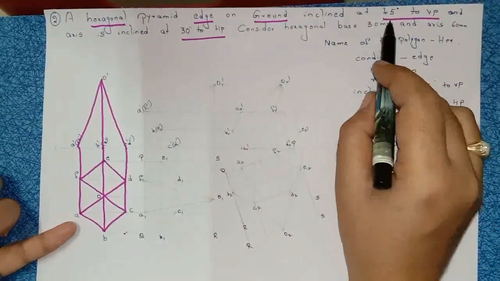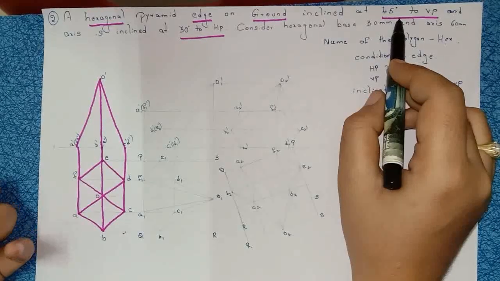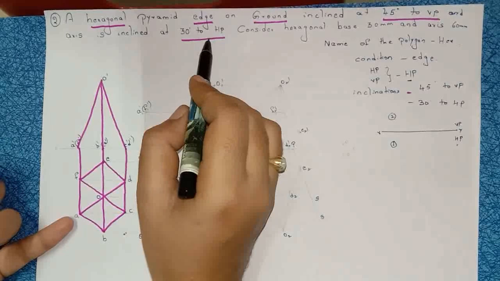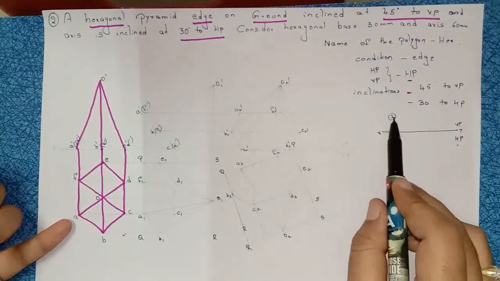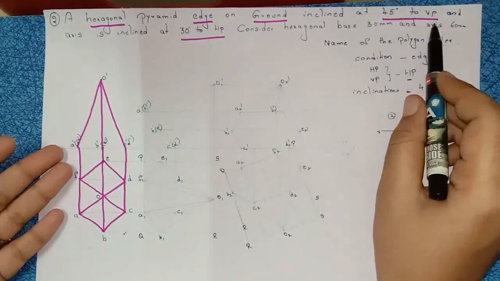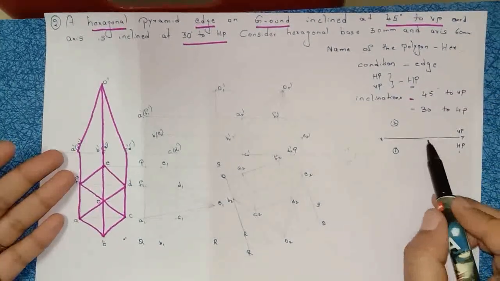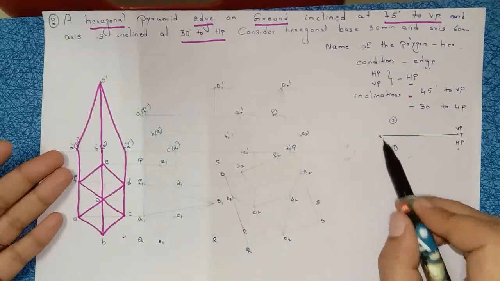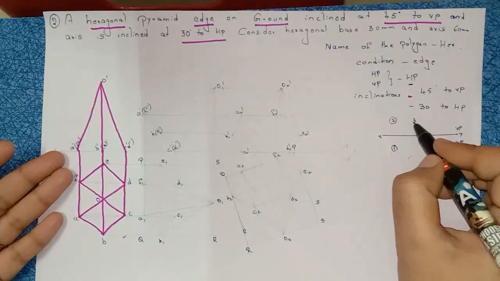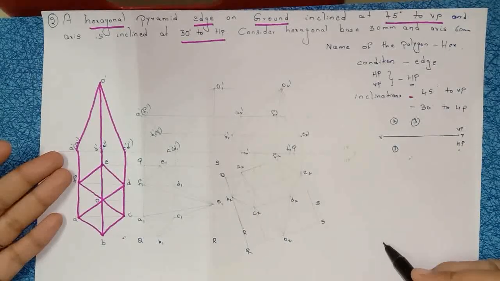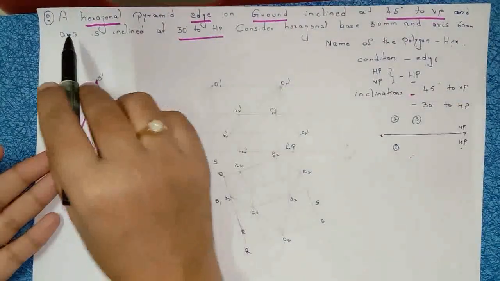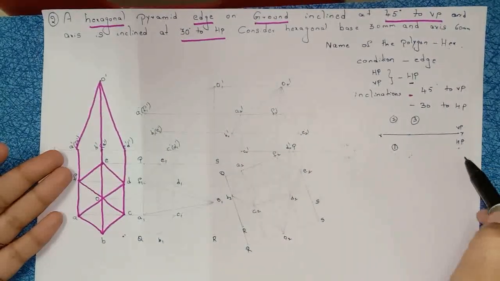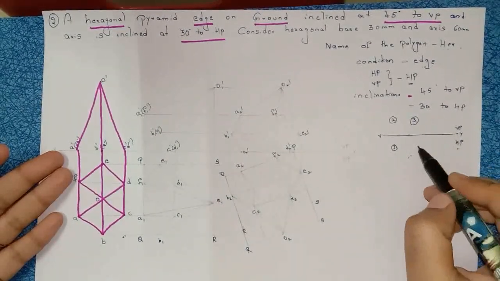What is the next step here? First, they mentioned 45 degrees to VP, and axis inclined at 30 degrees to HP. So if you are drawing 1, you are drawing 2 here. The next part of the question is 45 degrees to VP. To VP means you have to construct the angle here. But according to this way, 1, 2, the third step should be here. So read the next part of the question: axis inclined at 30 degrees to HP. If you draw 30 degrees to HP, you will get the third position here. 3.